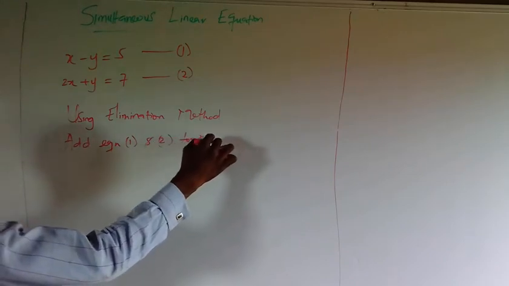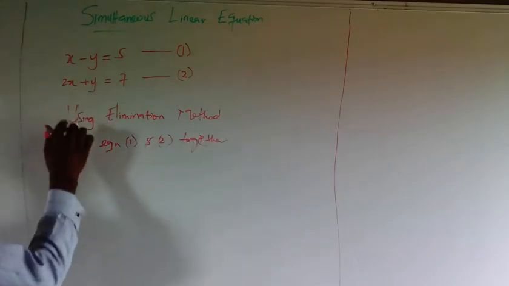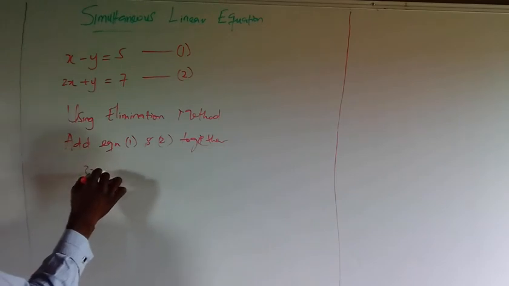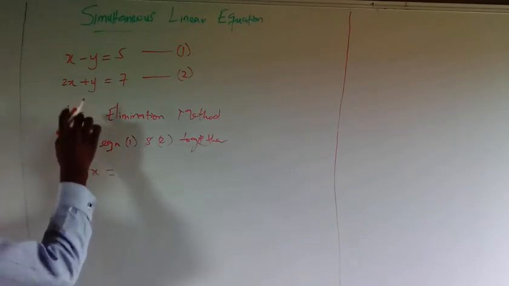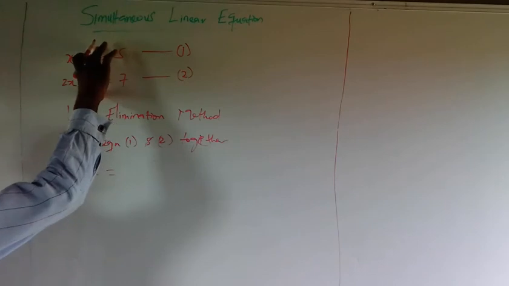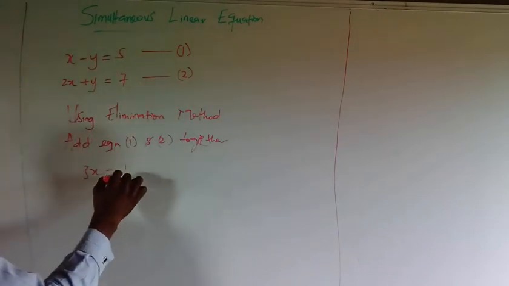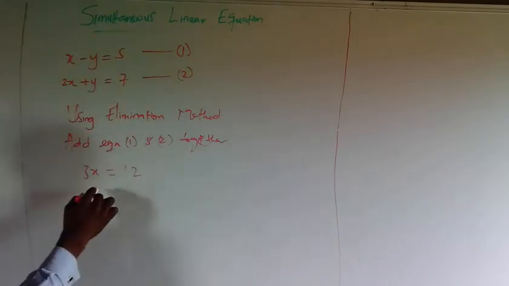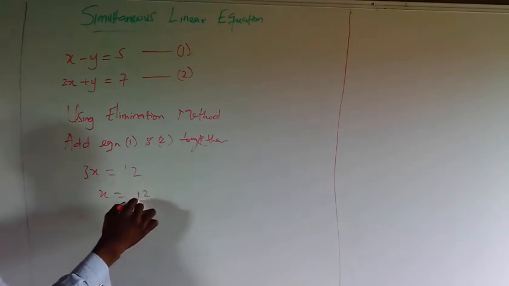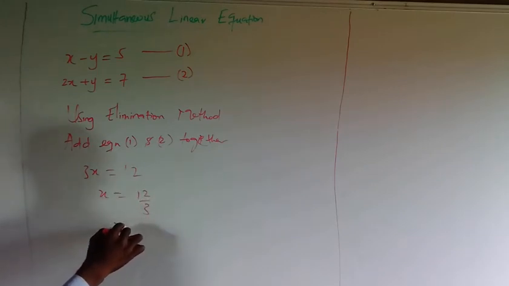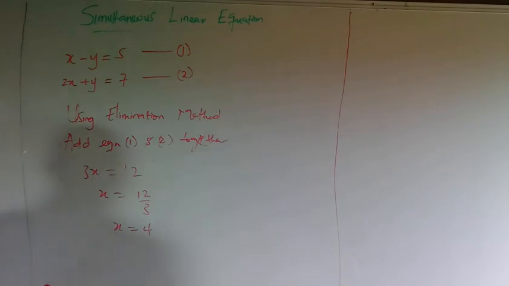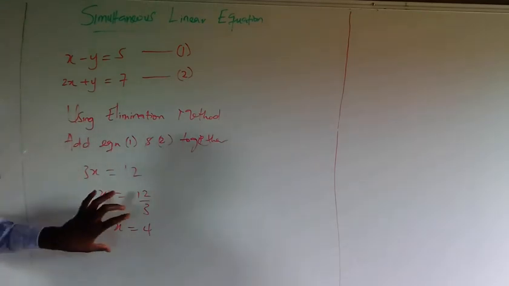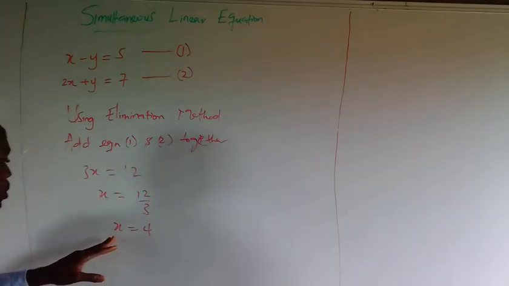In which case, all I have becomes 3x, and the y becomes 0 when I add them together. 5 plus 7 is 12. Therefore, x is equal to 12 over 3. Therefore, x is equal to 4 on dividing.